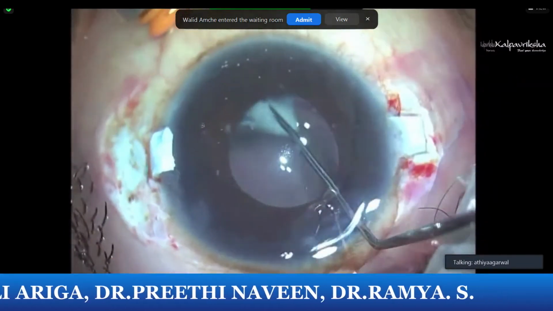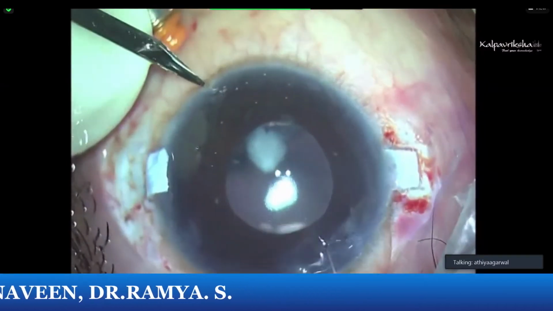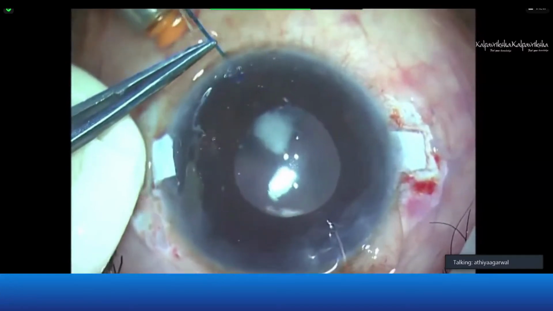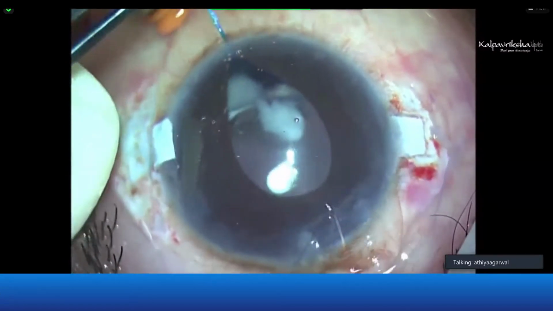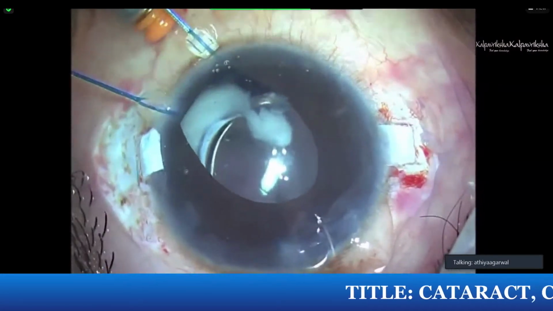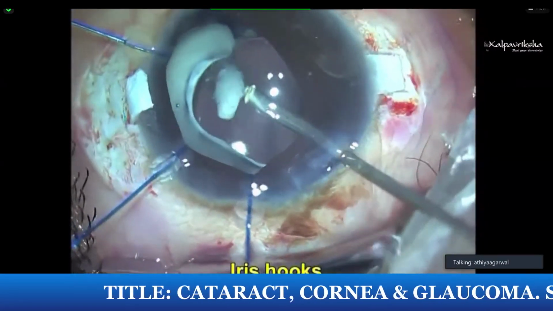For all this, you have to use only a 3-piece IOL. By 3-piece IOL, what I mean is when the haptics have to be more flexible, they are a different type of haptics. Now, once you put this intraocular lens inside the eye, which is going to act as a scaffold.